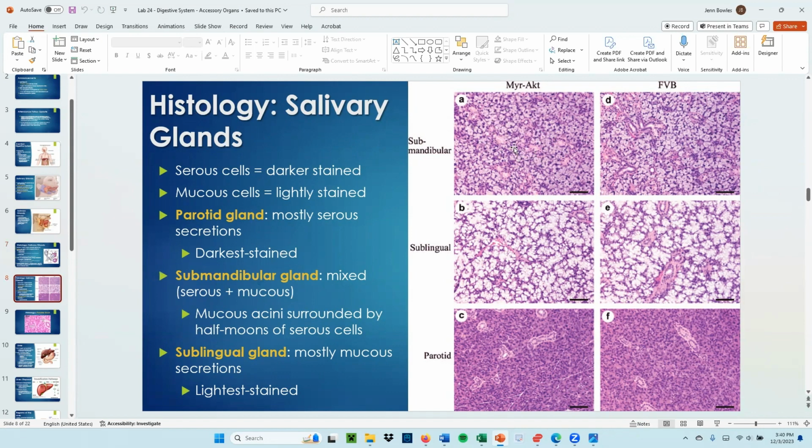Again, apologies for mixing that up. Sublingual is going to be that mostly mucus, so it's the lightest of the bunch, and then that leaves parotid, which is the darkest stained. So it's going to be mostly those serous secretions.